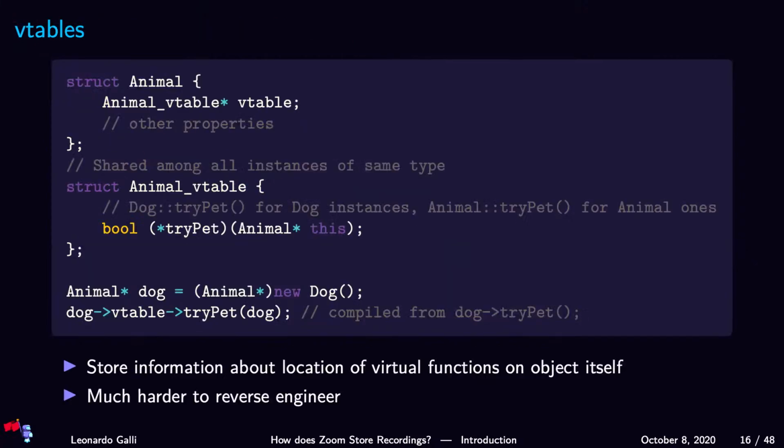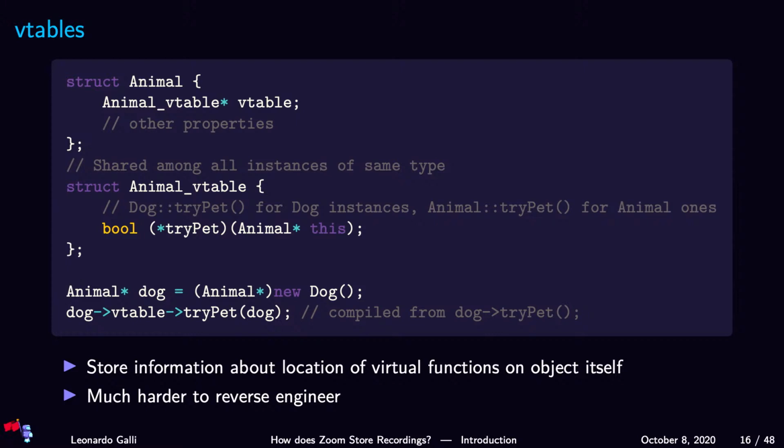So sounds a bit abstract. Let's look at it. This is how the animal class would be laid out in memory. So first you have a pointer to this virtual function table, and then you would have other properties here like hunger, food, etc. And then you have this virtual function table. So here this basically just has a pointer to the actual implementation of try pet. So for any dog, this vtable here would have a pointer to the implementation that returns true. For an animal, this would have a pointer to an implementation that returns false.